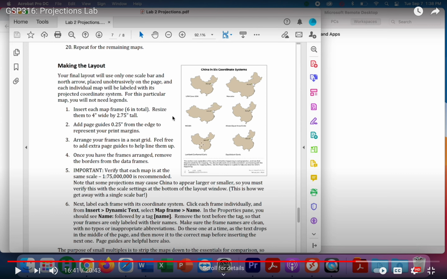So the one thing that I did go through that you should take note of is just this section here, the making the layout section. You know, I kind of went through the step by step here. Just read that and you should be in good shape.